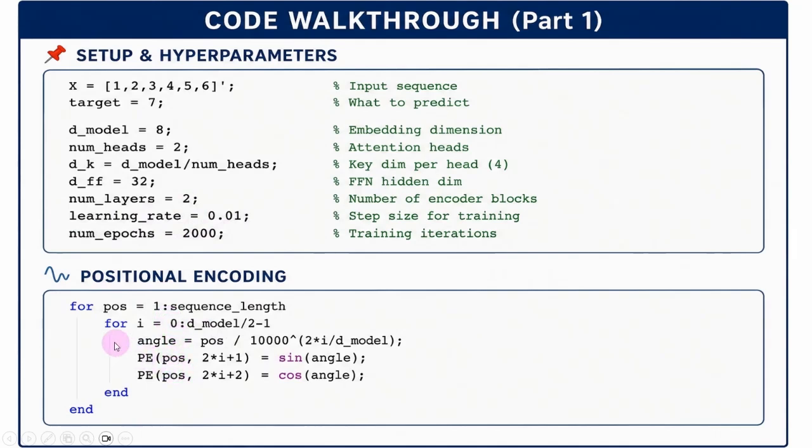Next, the positional encoding function. It uses nested loops over positions and dimensions, applying the sine for even indices and cosine for odd indices. This is a direct translation of the mathematical formula into code. Notice that we pre-compute the entire PE matrix once, because it doesn't change during training.